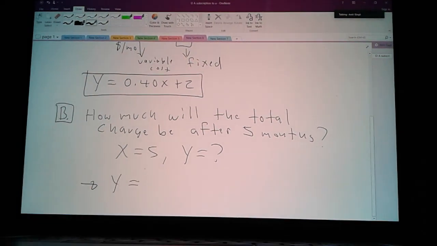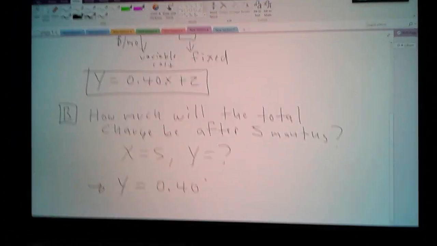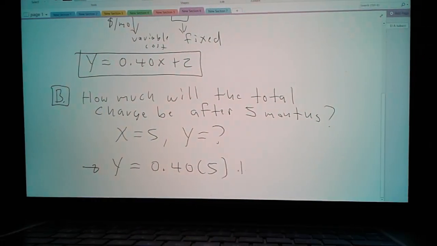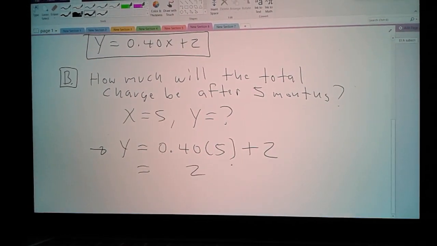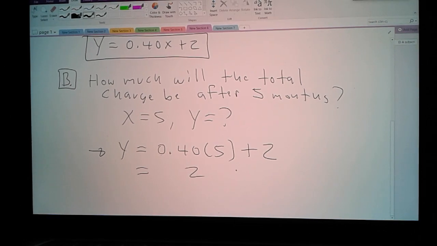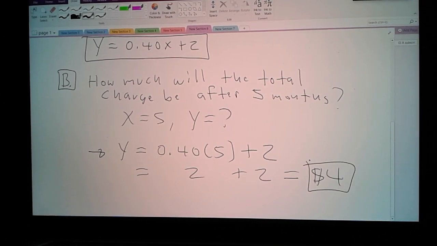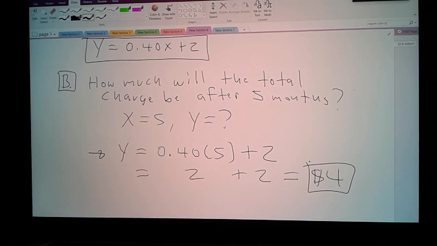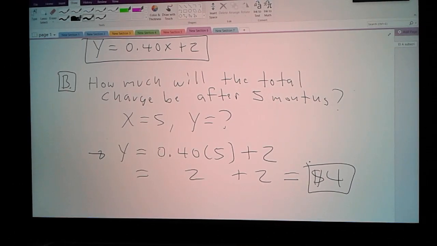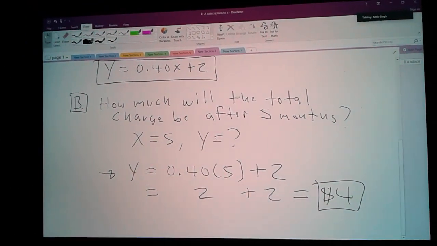Well, all I have to do is plug in 5 for X to see what that'll be. So 0.40 times 5 plus 2. So what is that? 2 plus 2? So what, $4 after 5 months? Okay, so yeah, we just basically we know X, we want to solve for Y.